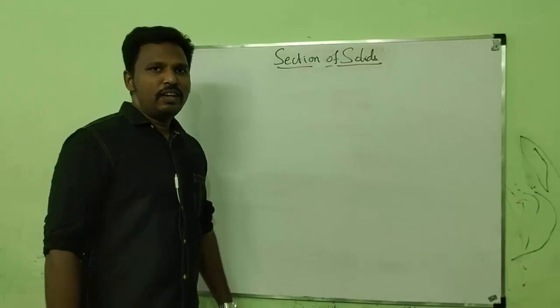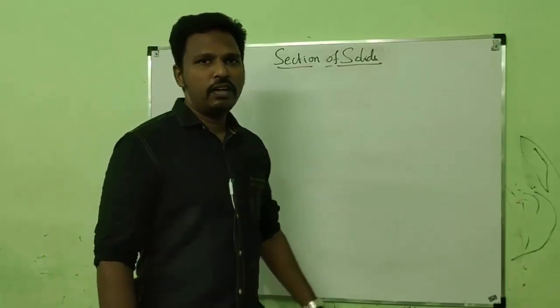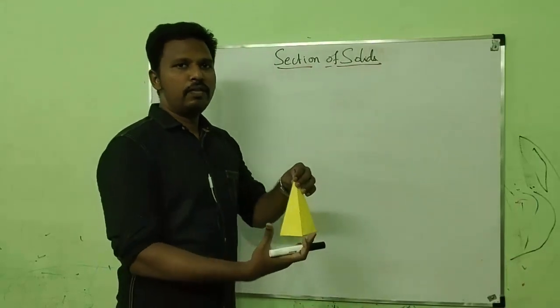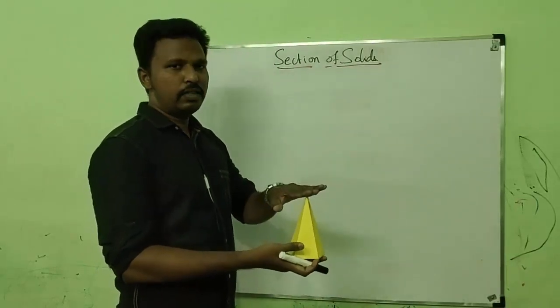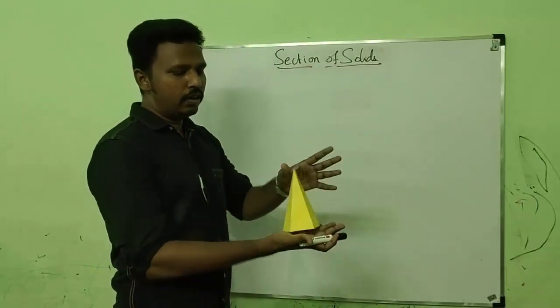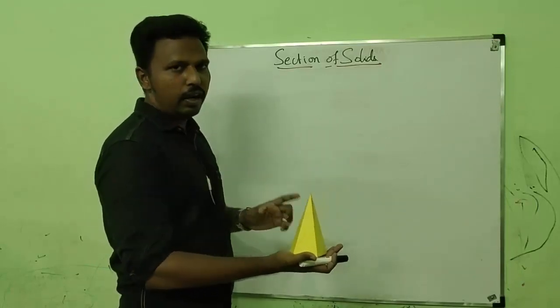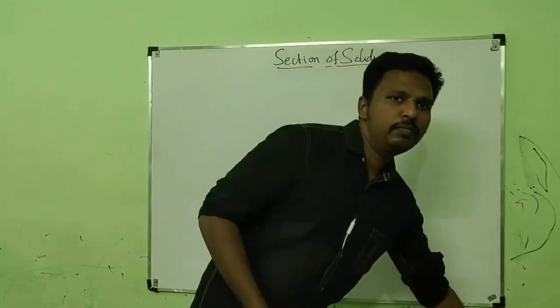Welcome back to section of solids. In this problem we have to draw the section view of a cone which is having a base diameter of 60 mm and axis height of 70 mm, which is resting with its base on HP. So the top view will be a circle and front view will be a triangle. Let us draw the simple projection first.